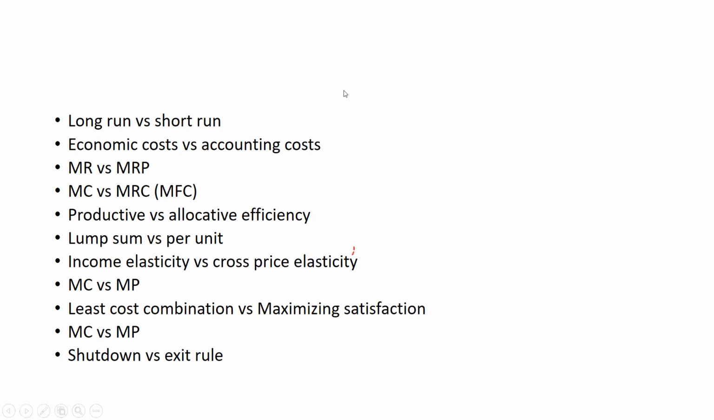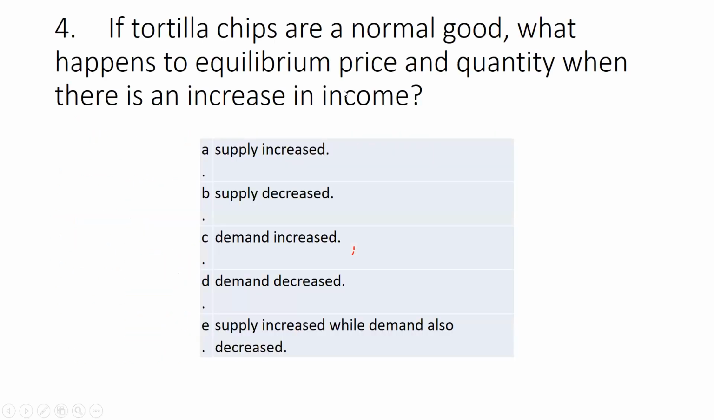All right. I got some multiple choice to practice on. What I'm going to say is wait a minute. I'll tell you when I want you to type in the answer, and then I'll try to explain the answer. If tortilla chips are a normal good, what happens to equilibrium price and quantity when there is an increase in income?